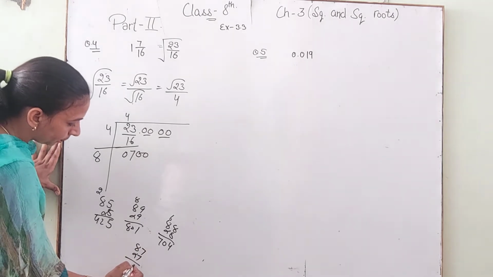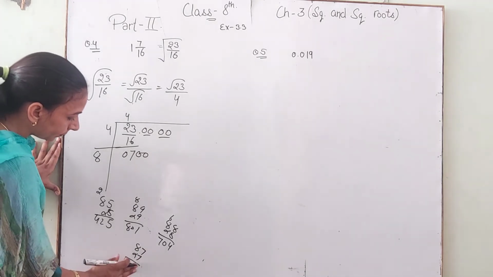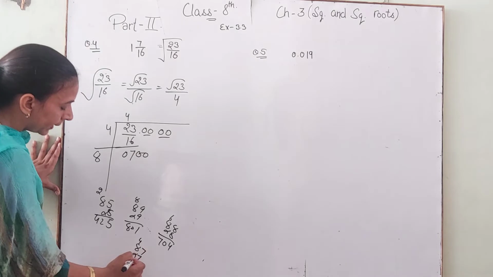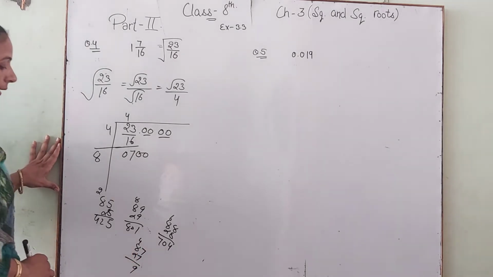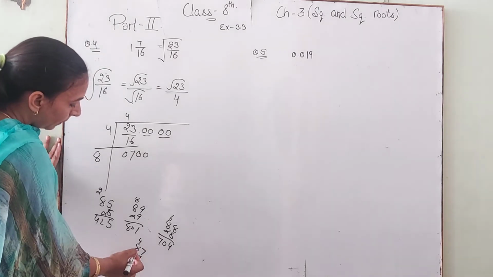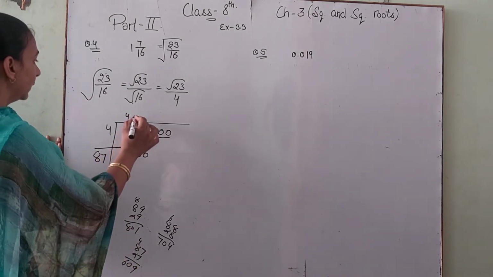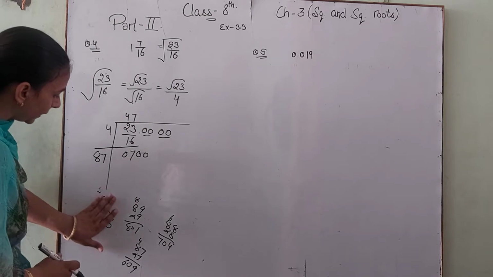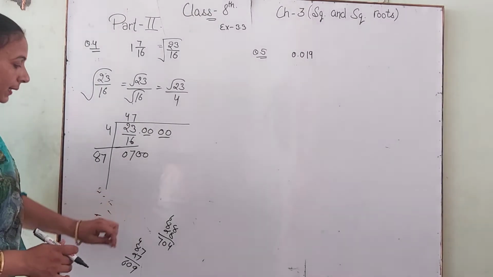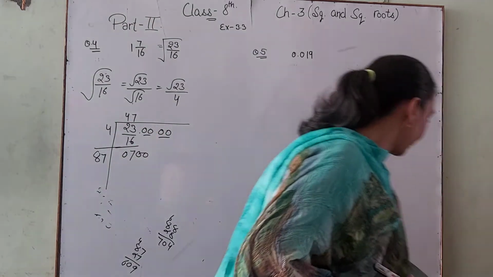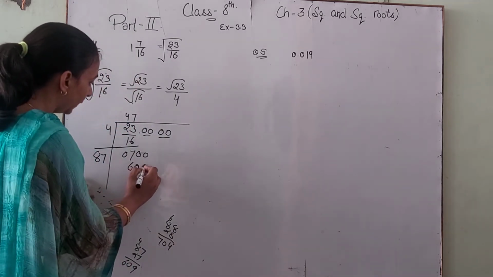7 7s are 49. Then 4, 8 7s are 56 and 4, then 60. Then there is 7. There is also 7 and 609. 609.